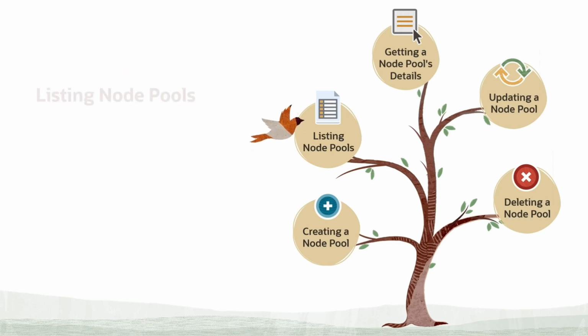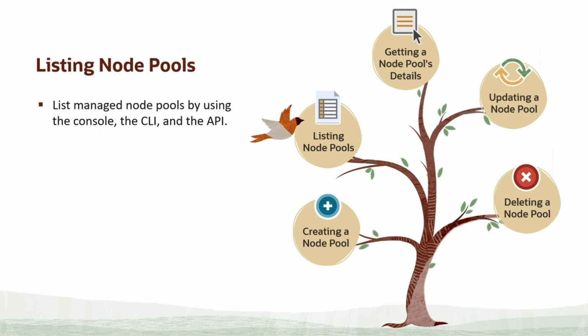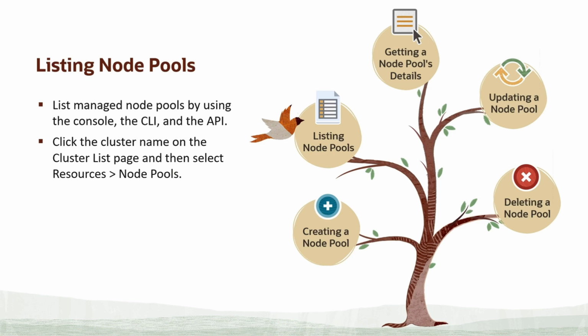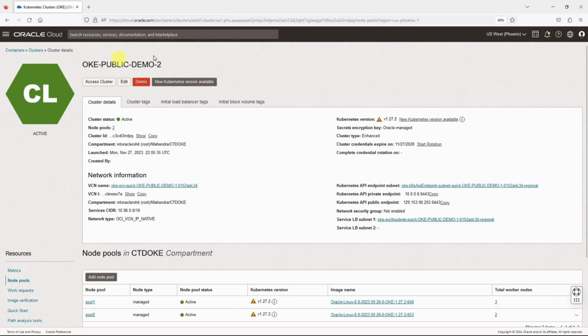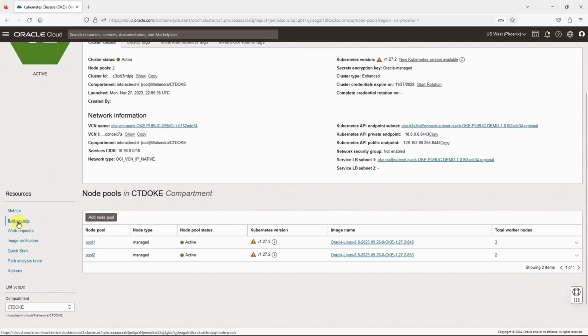Next, we'll cover listing node pools. Listing node pools is a fundamental task in effective management. Utilize the console, CLI or API to list managed node pools. Alternatively, click on the cluster name, navigate to resources and select node pools on the cluster list page for a comprehensive overview. In order to list the node pools in your cluster, you must go to the resources section and click on node pools. This will open up the node pools page, and here you can list all the node pools that are available within your cluster.